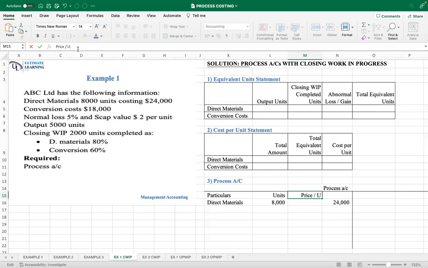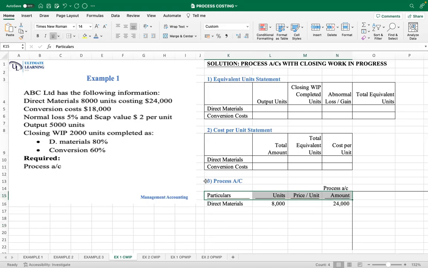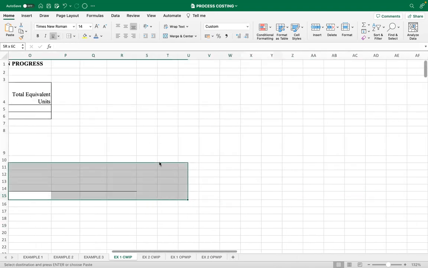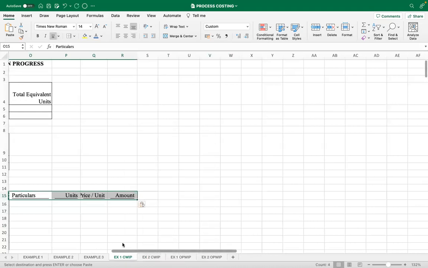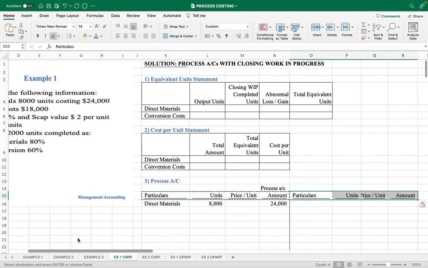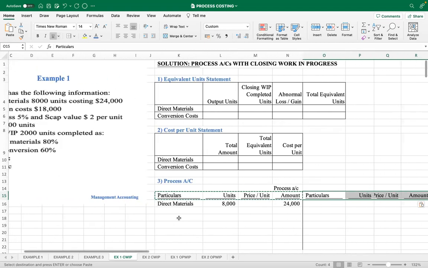We have our price per unit, and we have our total amount. Or let me call it just amount. So that is what we have, so I can also post it on this other side. Okay, so we have that. Can we now move on and post our items?